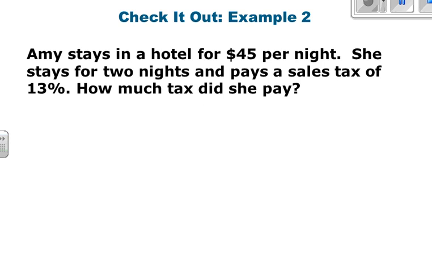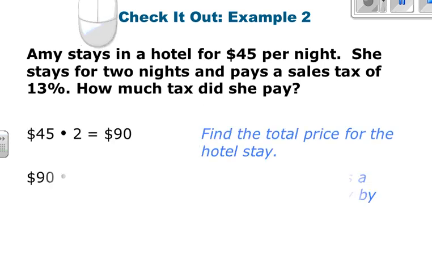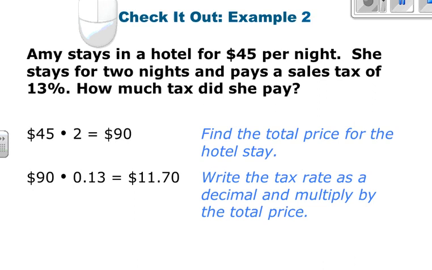So first we need to find the total. So 45 for 2 nights is $90. So we take 13% of 90 and get $11.70. So that is our tax.